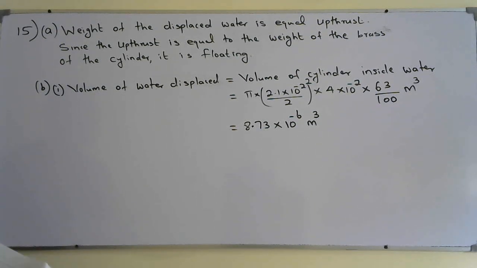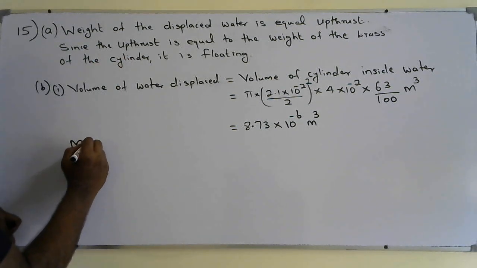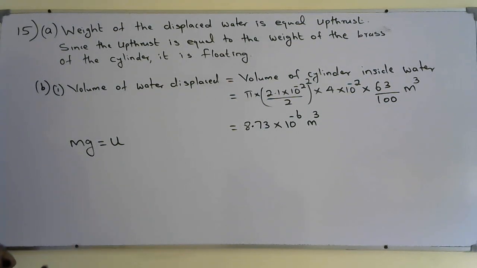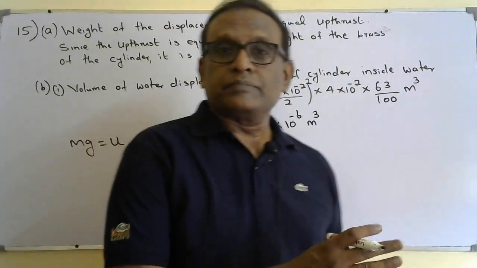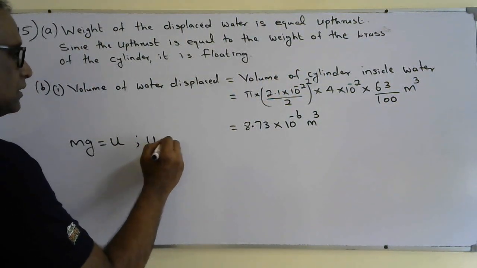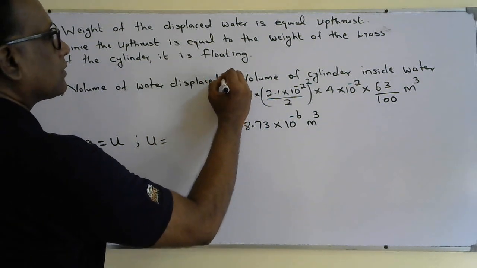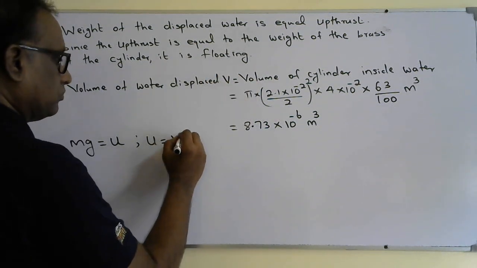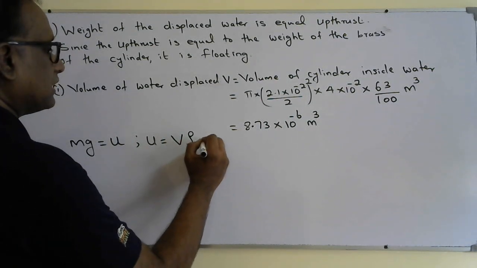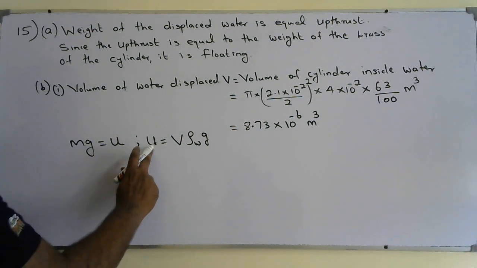So we know that since it floats, already we showed it, mg equal to upthrust. What is upthrust? Weight of the displaced water. So upthrust is equal to volume, I can call this as V, volume V into density of water into g. That's the weight of the displaced water. That will be the upthrust.